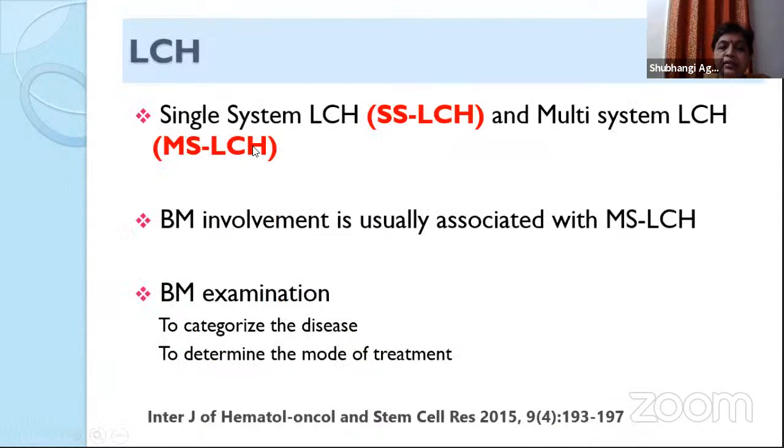Now, as I said, LCH can be a single system disease, that is SS-LCH, single system Langerhans cell histiocytosis, or it can be a multi-system Langerhans cell histiocytosis, that is MS-LCH. Bone marrow involvement is usually associated with multi-system Langerhans cell histiocytosis, and bone marrow examination is usually done to categorize the disease process and to determine the mode of the treatment. And that's why bone marrow examination is very important in the diagnosis and staging of Langerhans cell histiocytosis.